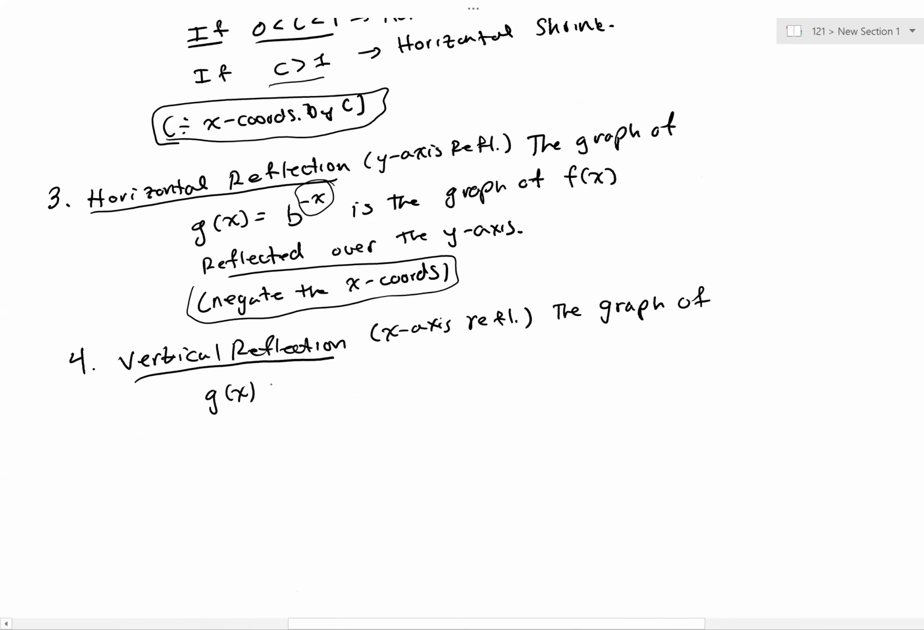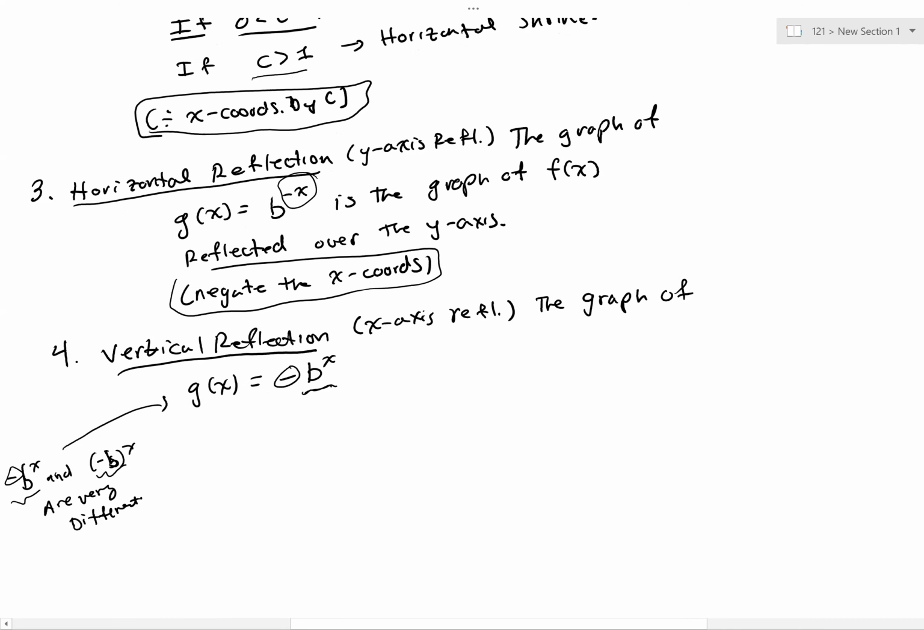So a vertical reflection will look like this. This is a minus sign in front of the function. So you figure out what b to the x is first, then that minus sign applies second. Note that this is not the same. So negative b to the x and negative b to the x are very different. They mean completely different things. So that minus sign applies after you evaluate b to the x in this case. Here you raise negative b to whatever the power of x is, so be careful there.